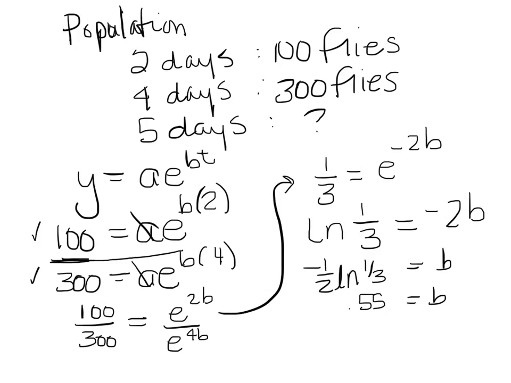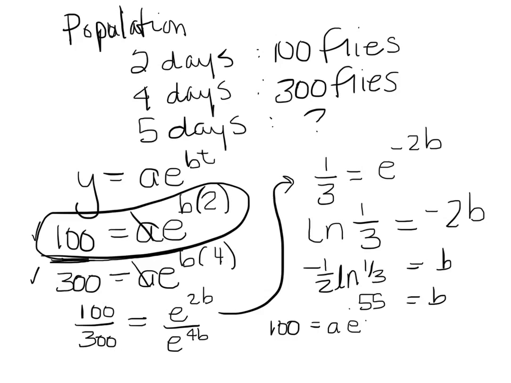Remember, it's 2 equations, 2 unknowns. I have to still find the value of a. But I'll just go back to this first equation that I had right here. 100 is equal to a e to the 0.55 times 2. And if I solve that for a, 100 over e to the 1.1, I get a is, let's see if I can find it, 33.3.